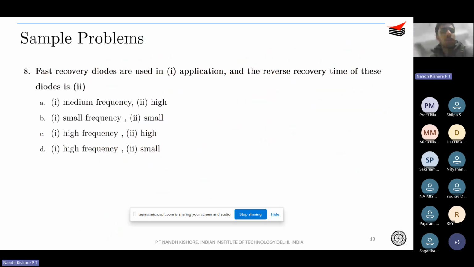Fast recovery diodes are used in dash application, and the reverse recovery time of these diodes is dash. This is a very simple question. From the name itself, you can understand that fast recovery means the reverse recovery time is going to be very small, so either B or D. If your TRR, reverse recovery time, is lesser, it means the turn off time for the diode is going to be lesser. So the diode can turn off pretty fast, which means you can use it for high frequency applications.